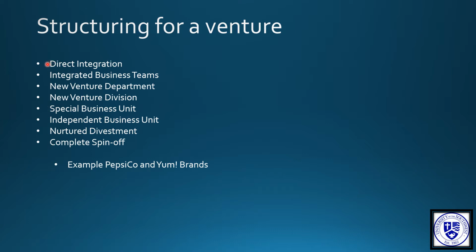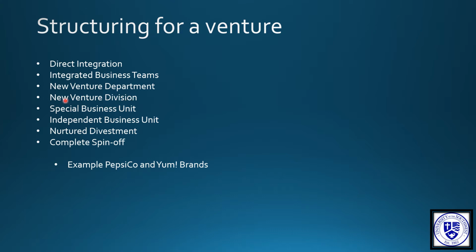So we can have direct integration, we can have integrated business teams, we can have a new venture department, which again, as we're moving down this line, we're increasing the level of autonomy and power and control that the venture has, and we're simultaneously decreasing the amount of control that the organization responsible for the venture has. So we can have it as a division or integrated business teams within the company. We can set up an entirely new department, an entirely new division within the organization.